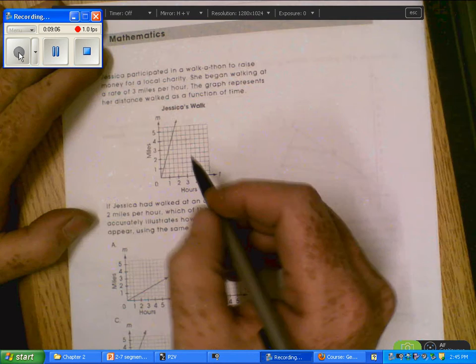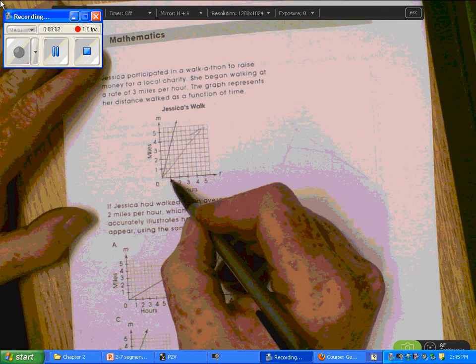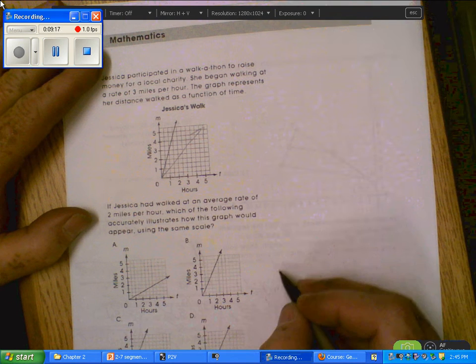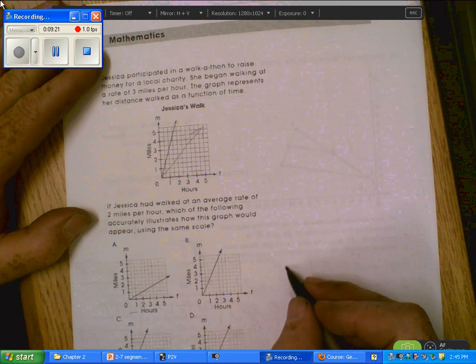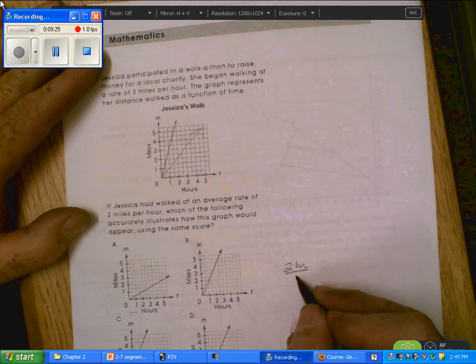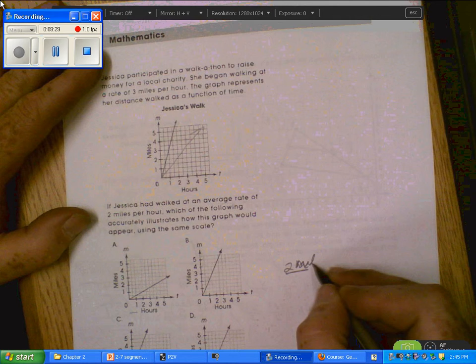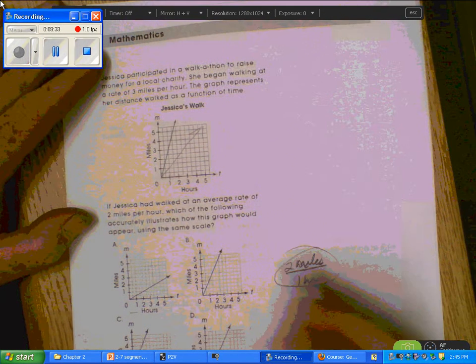So if she only walked 2 miles per hour, the line wouldn't go up as quick. It'd only go up 2 miles for every 1 hour. So we look over here and we try to figure out which one goes across an hour and up 2 miles. So 2 miles compared to every 1 hour would be her slope.